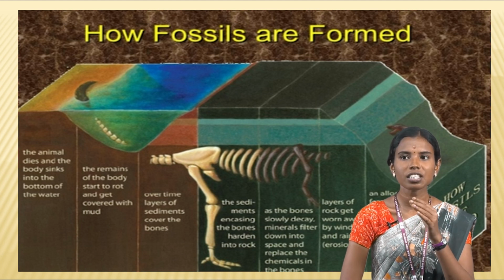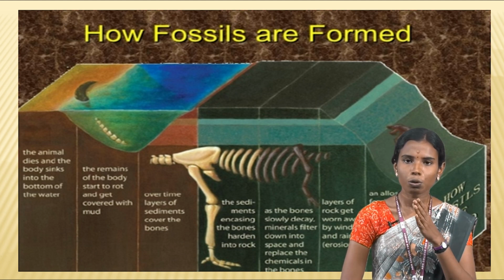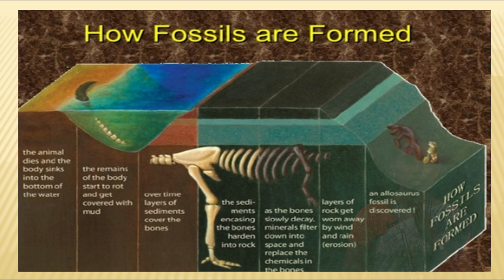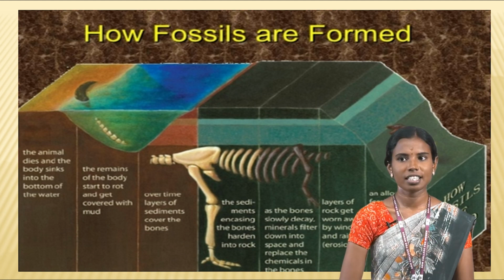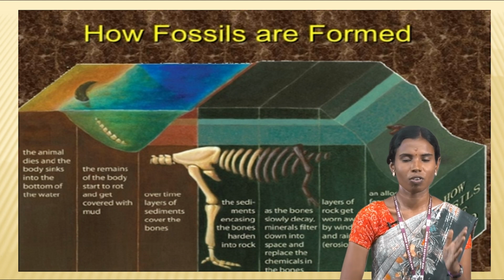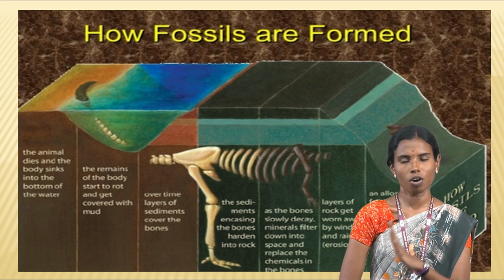Then the layers of rock get worn away due to geological processes such as erosion and transportation by geological agents like river, wind or glacier. These fossils are then shown on the surface itself. This is the formation of a fossil.